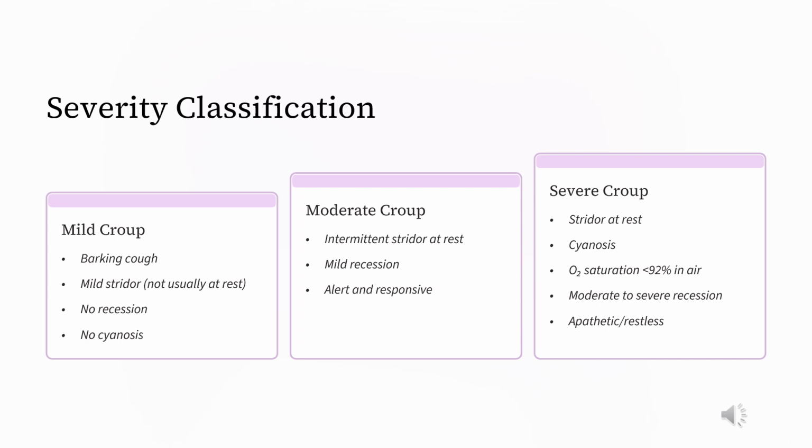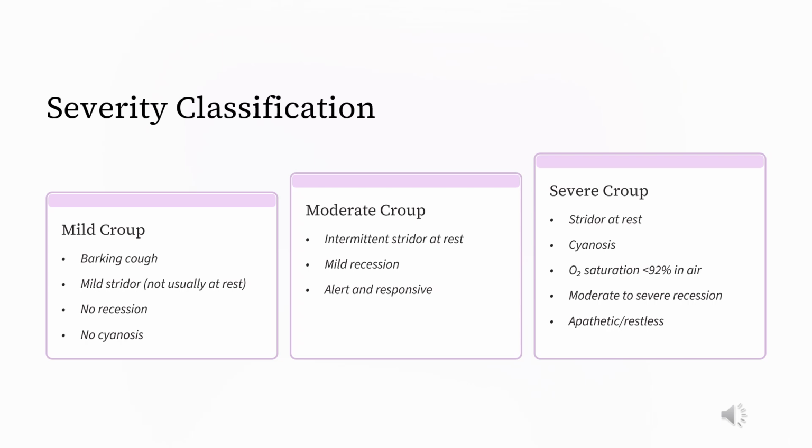Coming to moderate croup, there will be intermittent stridor at rest. In mild, there is no stridor at rest usually, but in moderate, there is an intermittent stridor at rest. Mild chest recessions, child will be alert and responsive. Coming to severe croup, there will be continuous stridor at rest, cyanosis, oxygen saturation low, that is less than 92% in air, and moderate to severe recession along with an apathetic or restless child.